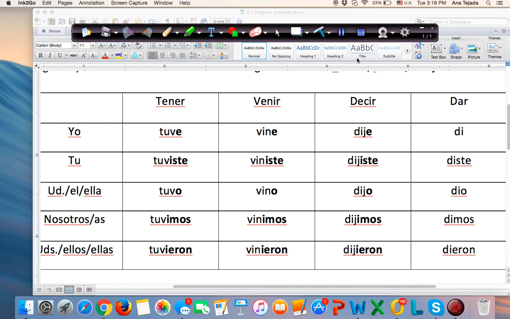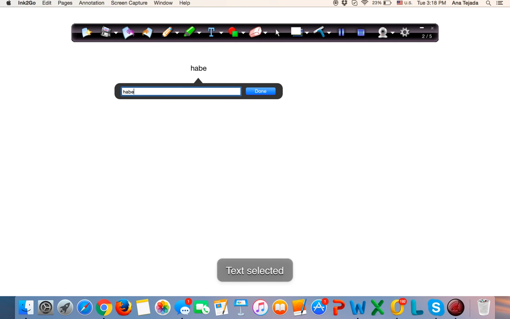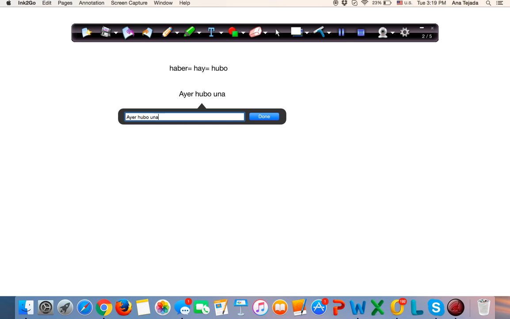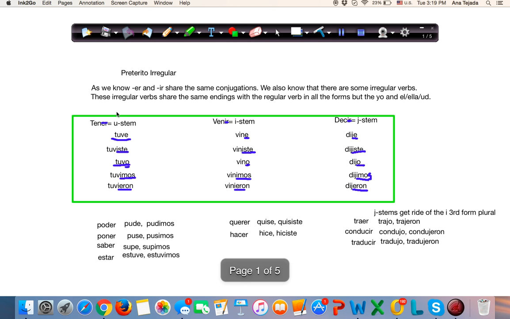Another verb that I want to mention that is important in this case is the verb haber. Haber means there is or there are, right? Haber, which we conjugate as hay, that's the regular present tense. In the past, we're going to use hubo. Hubo. Okay? Un ejemplo: Ayer hubo una fiesta. There was a party yesterday.